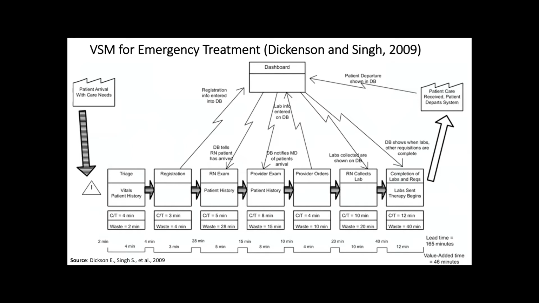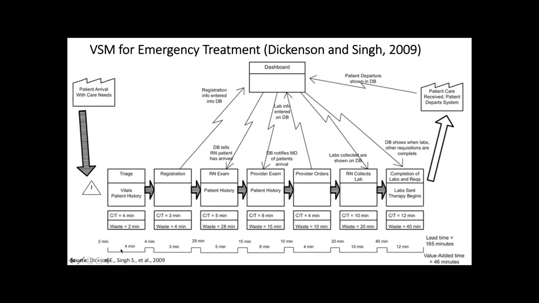summary of the value stream map associated with that process map that we just saw. So this is the value stream map associated with the previous process map. What happens is that a patient that needs care arrives at the emergency room. Basically, the patient goes to triage, and the vitals of the patient are taken. So this is basically the initial check-in: who is the patient, and what is the information associated with the patient?